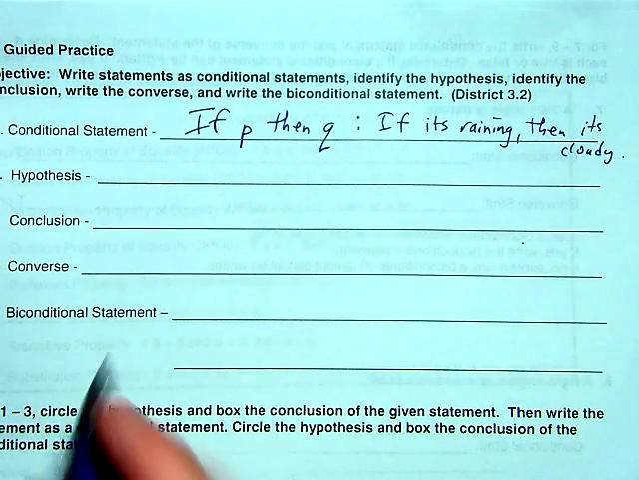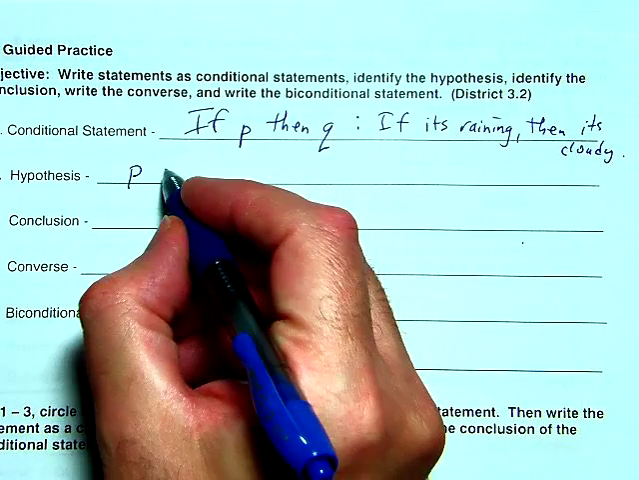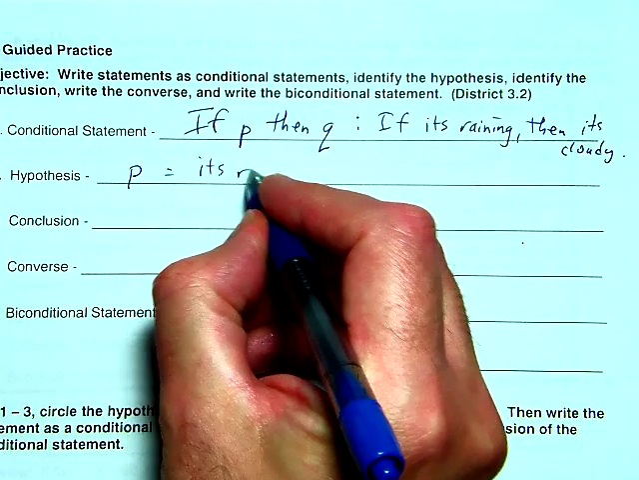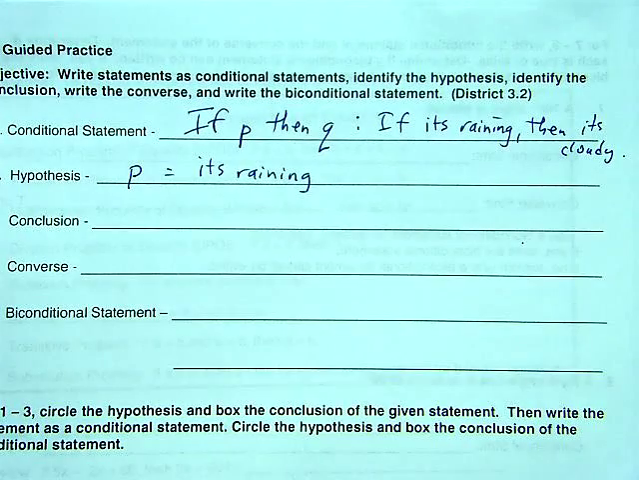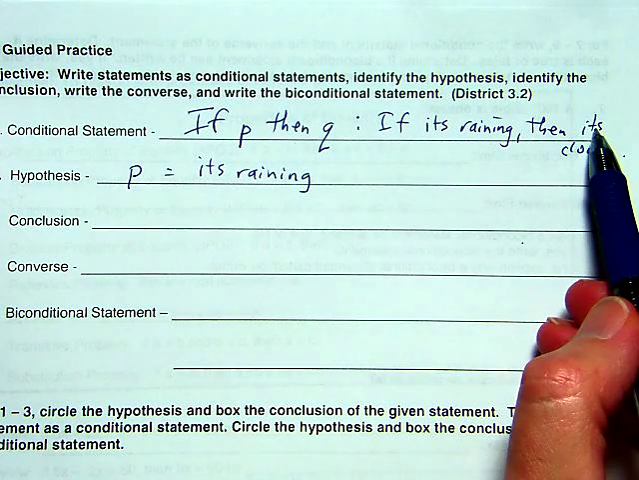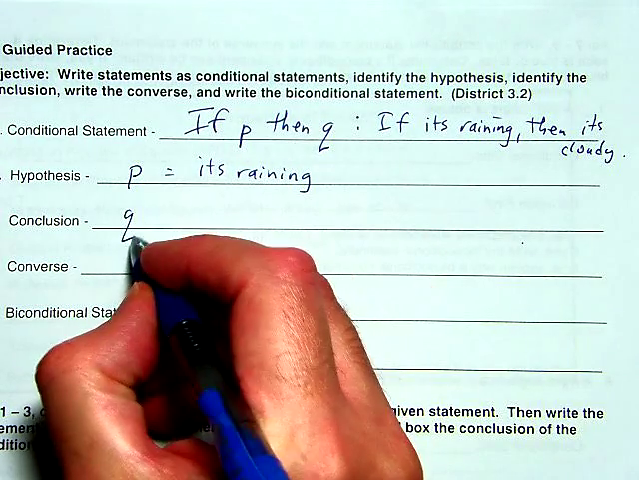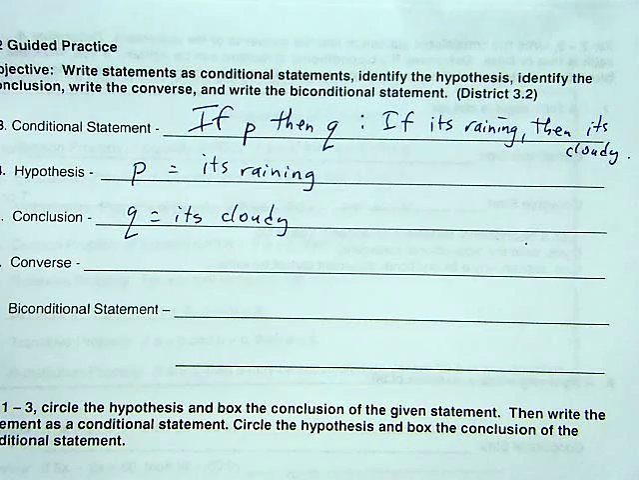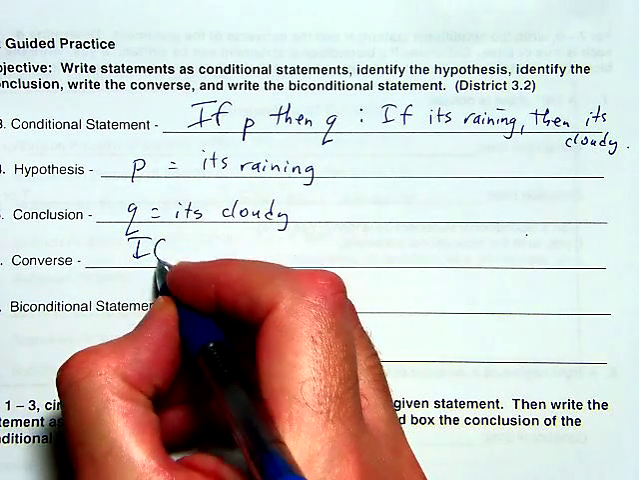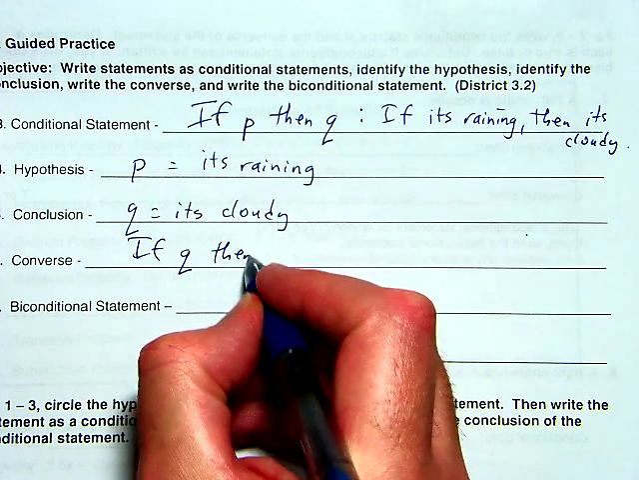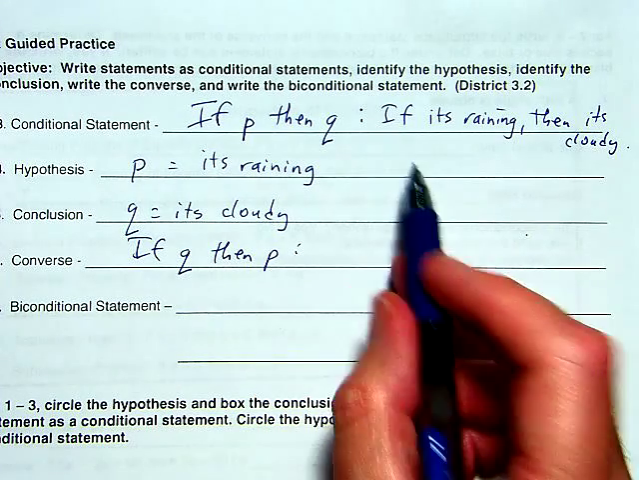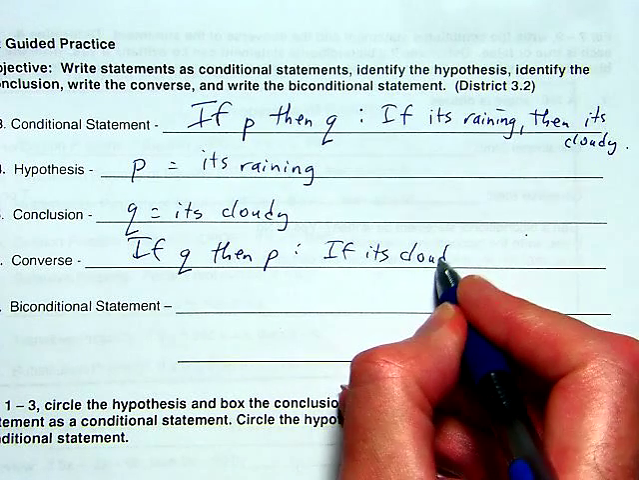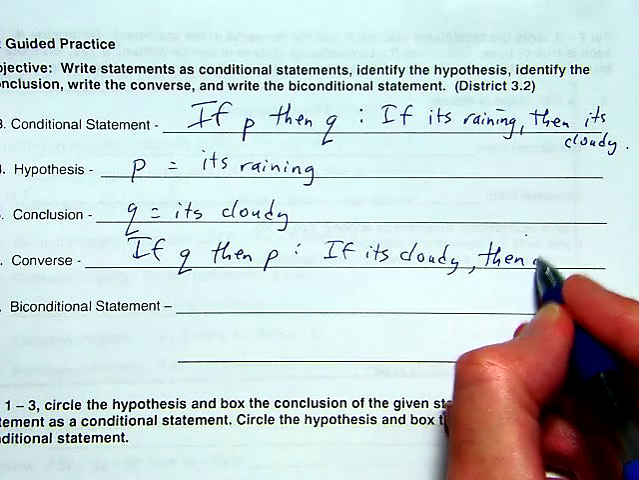The hypothesis is P. So in the above statement, the hypothesis would be it's raining. The conclusion is Q, which in the above statement would be it's cloudy. The converse would interchange P and Q, so that we would be saying if Q, then P. And in terms of this statement, that would be saying if it's cloudy, then it's raining.